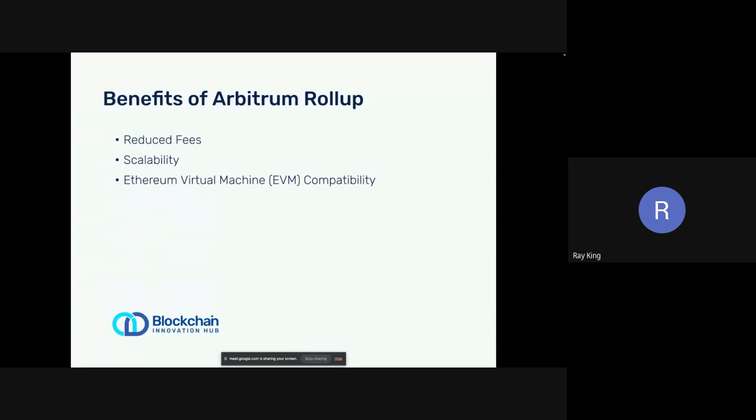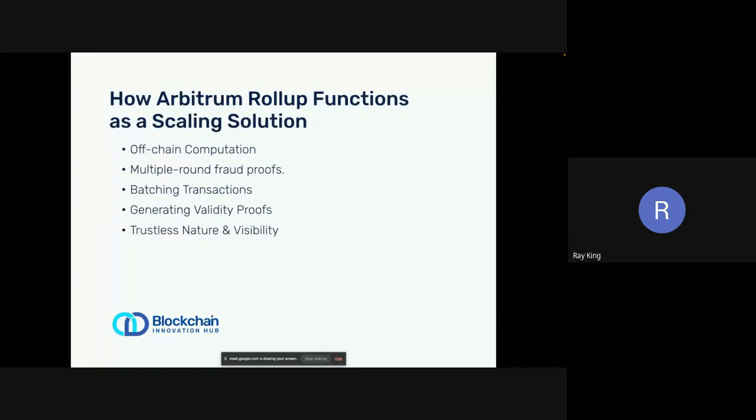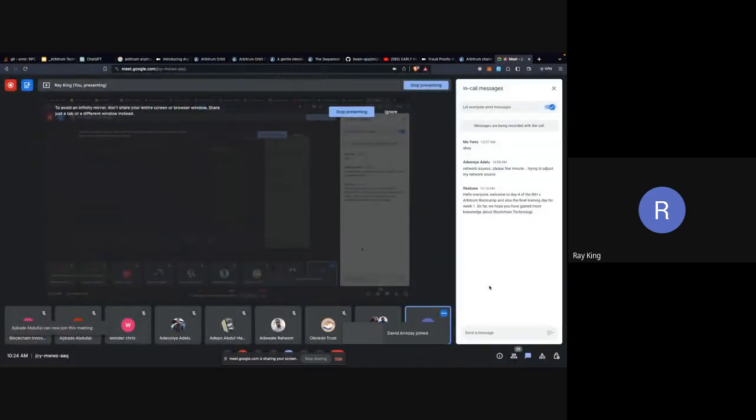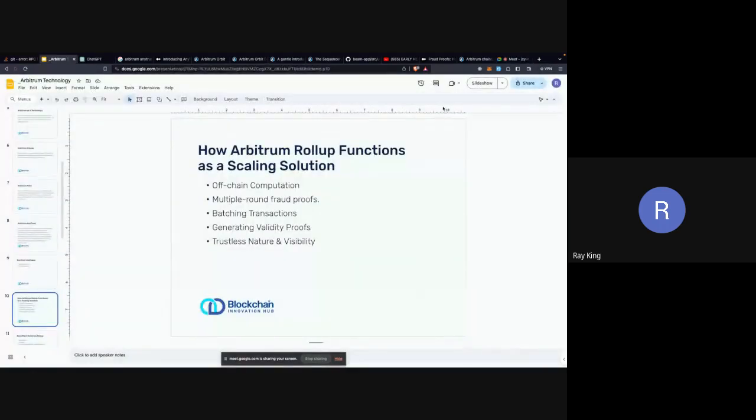So any questions so far about the benefits? Or even how it functions as a scaling solution? Any question? Well, let me just check the chat. Right. No questions so far.